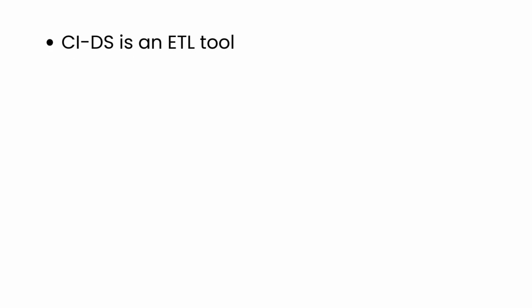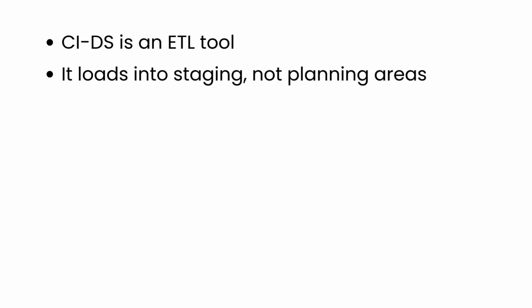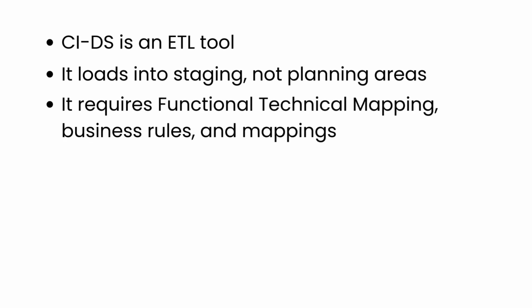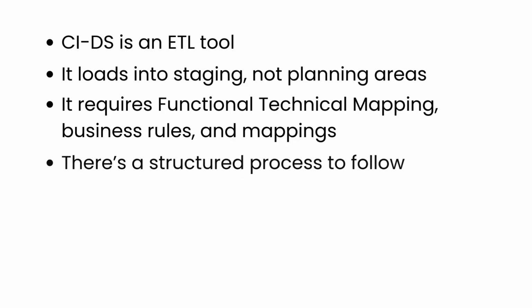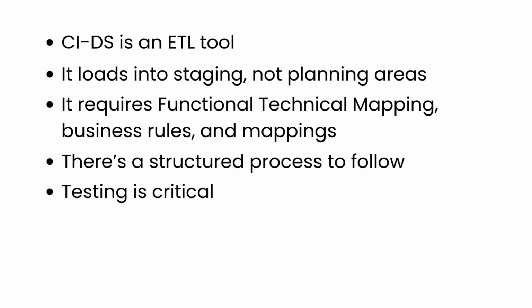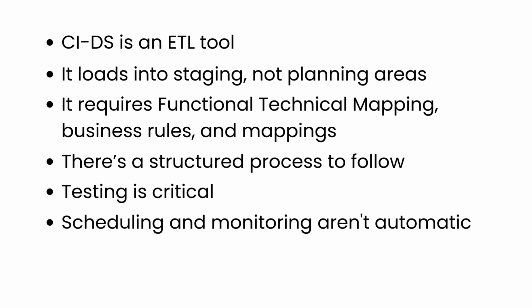I now understand. CIDS is an ETL tool. It loads into staging, not planning areas. It requires functional technical mapping, business rules, and mappings. There's a structured process to follow. Testing is critical. Scheduling and monitoring aren't automatic, and it's not suitable for real time. Exactly. Now that you understand the flow, our next step is to start drafting the functional requirements for each master and transactional object. Once that's ready, we can begin building the functional technical mapping. Thanks for clarifying. This discussion really gave me the full picture.